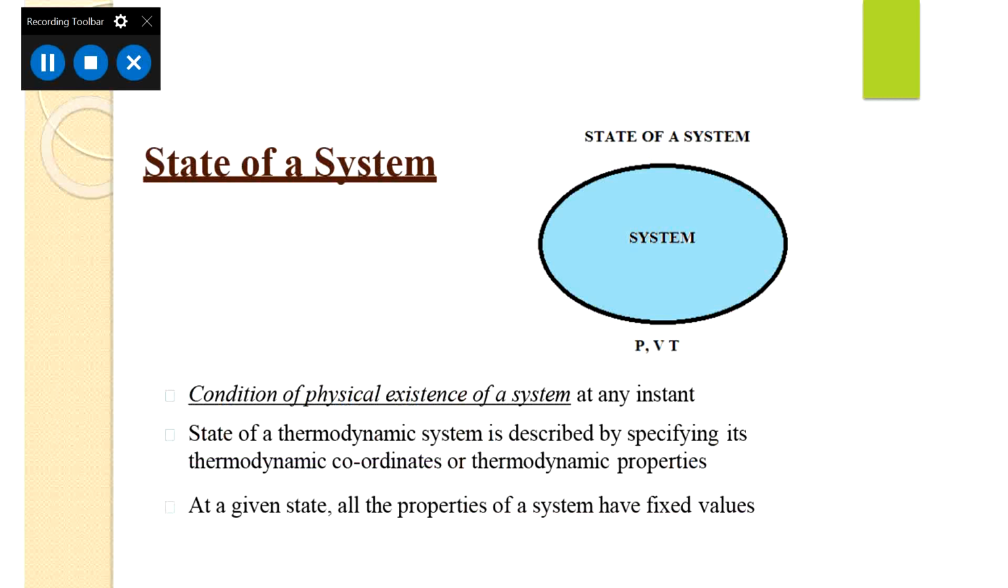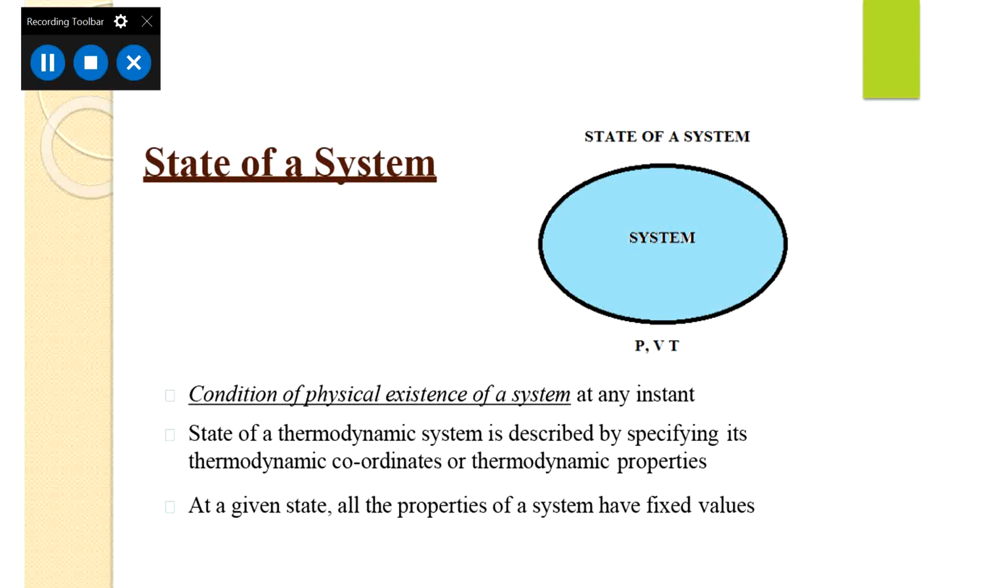So the next one is the state of a system. In the previous lesson, we already discussed the state of a system. State is the physical existence of a system, and it is represented by its properties. The properties are pressure, volume, temperature, etc. These are the thermodynamic properties. So the state of a system is the condition of physical existence of a system at any instant, and the state of a thermodynamic system is described by specifying its thermodynamic coordinates or thermodynamic properties.